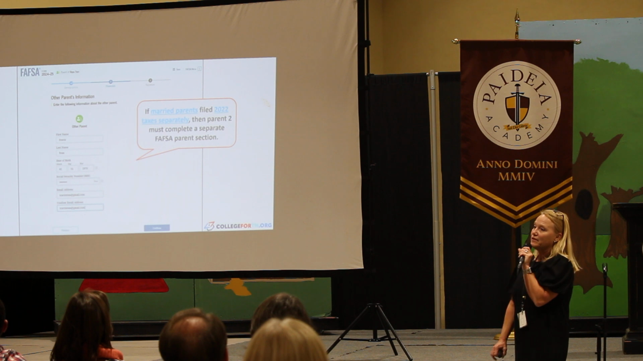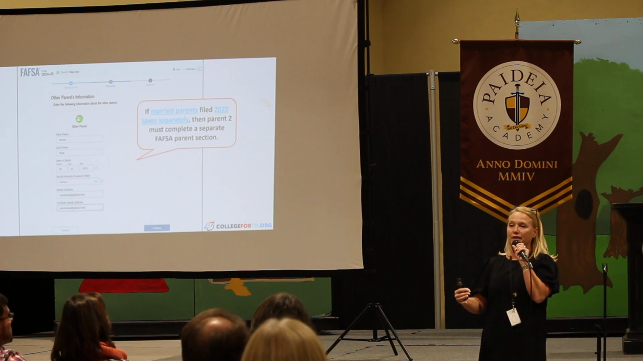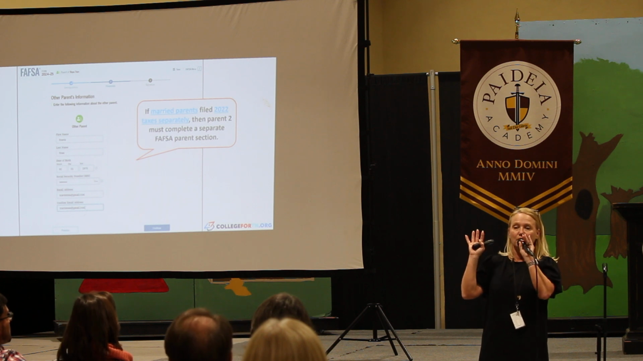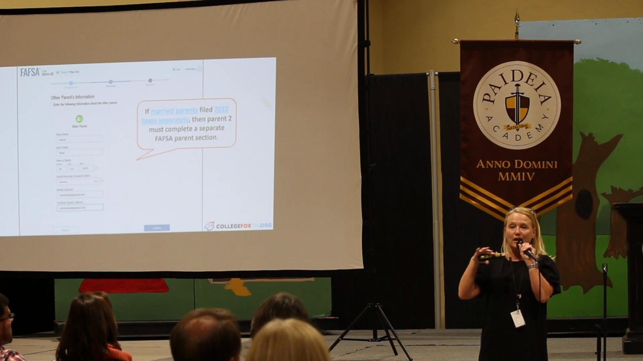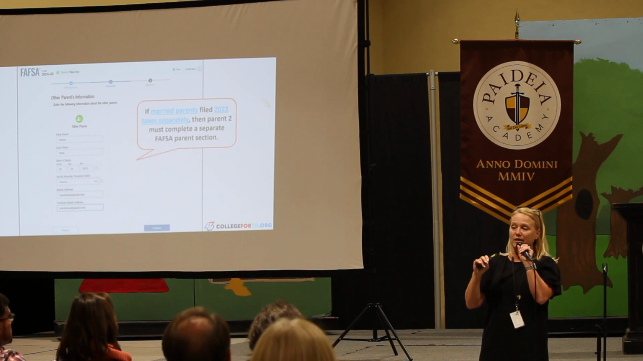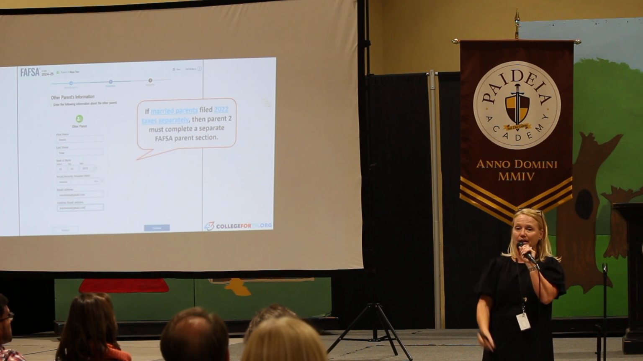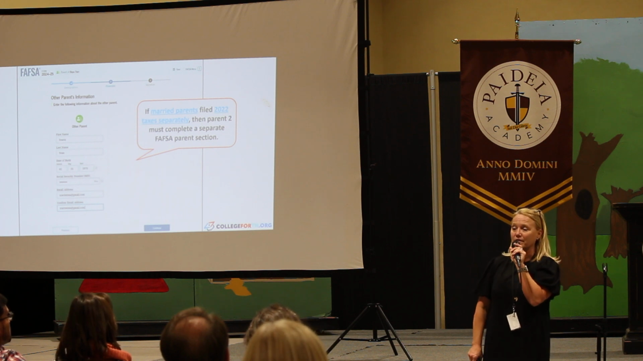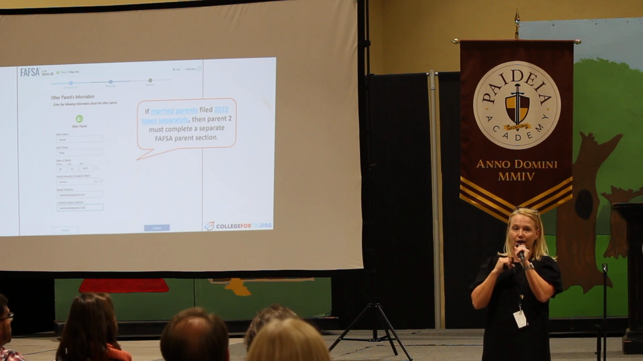And if parents filed separately, so for anything other than married filing jointly, if parents filed jointly, you're only going to need one FSA ID. But if parents filed any other way than married filing jointly, you may have to have more than one. One parent has one FSA ID, another parent has their very own FSA ID, in order for them to pull the income tax into the FAFSA application.